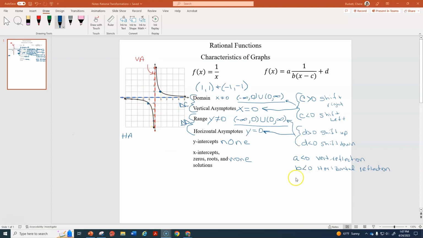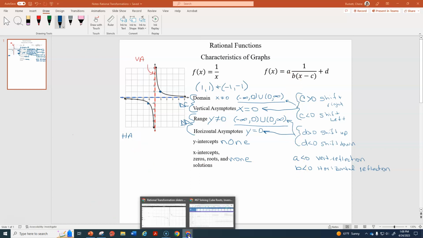Now, the thing about A and B in this particular problem is that you can't tell the difference between them. The same thing happened with our cubics and our cube roots. If all you were doing was looking at the result of the transformations, you couldn't tell if it was a negative A or a negative B. If you're looking at the equation, now you should be able to tell the difference between a negative A and a negative B, but the graphs for a negative A and a negative B have the same result.